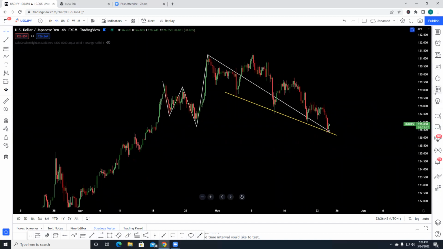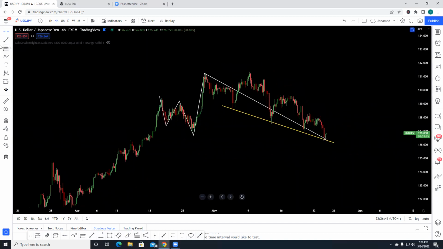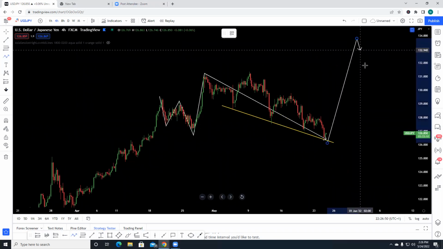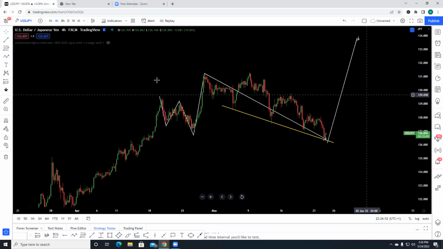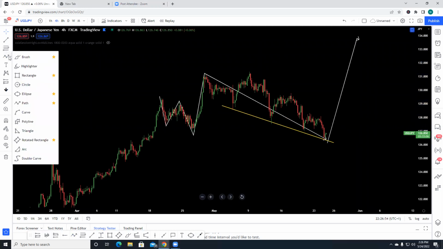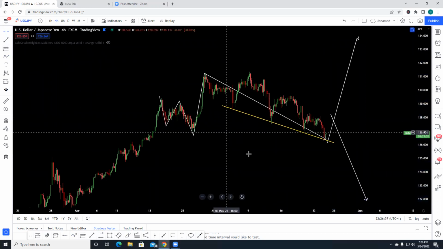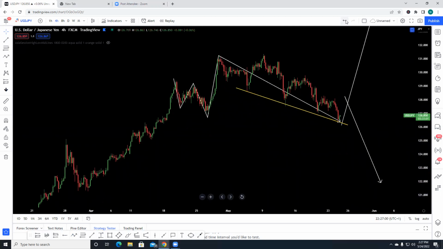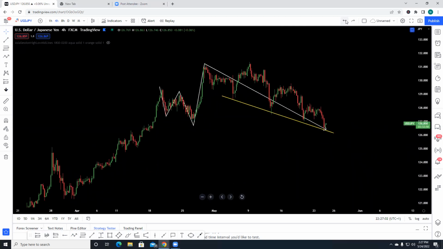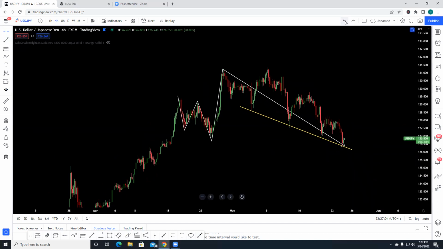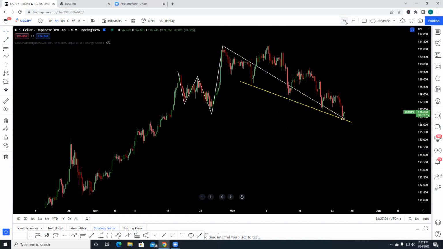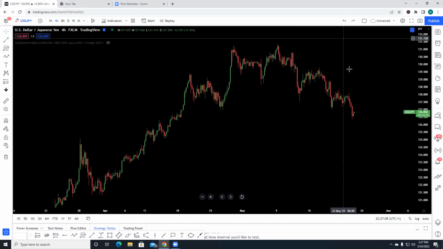Therefore, we want to carry out a test to prove whether this move to the upside will come, or this move to the downside. This move to the downside is what we should expect. So we need to carry out what we call a fake flag test. This is what I call a fake flag test, guys. And this fake flag test is carried out with a divergence.